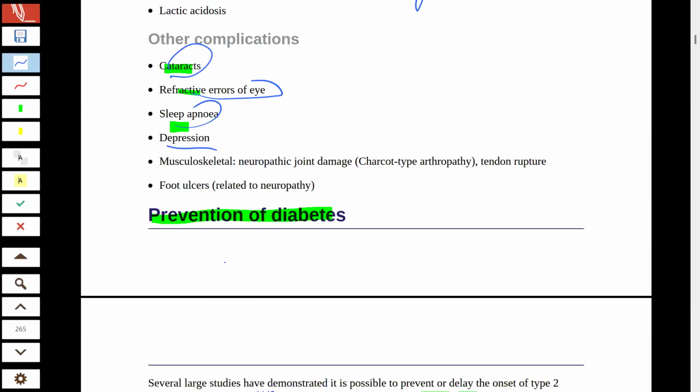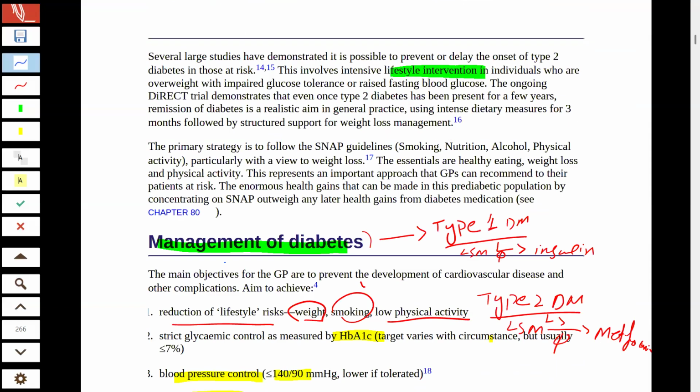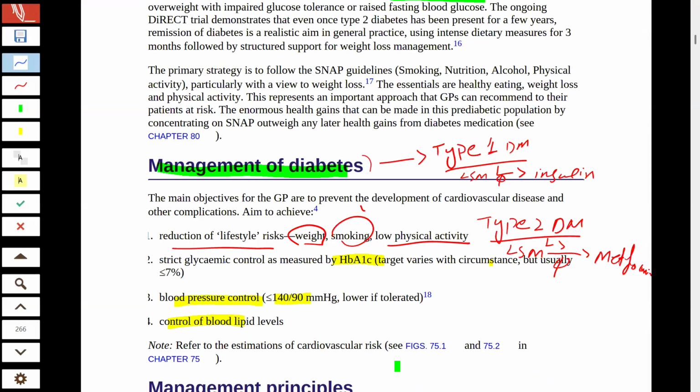So for prevention or treatment, first line is always lifestyle modification. We advise the patient to do more exercise as he or she tolerates, along with modification of diet. Then we move toward the management of diabetes. In diabetes mellitus type 1, always, first of all, before going to medication, lifestyle modification.